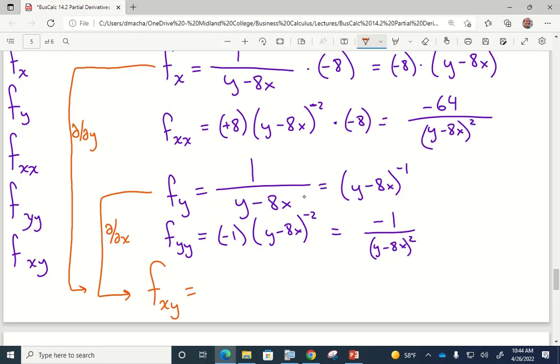It's a good way to check your work, by the way. If I ever ask you for a mixed partial on your final exam, a nice way to check your work would be to do it both ways. Take both paths to get to the mixed partial derivative. Make sure you get the same thing.